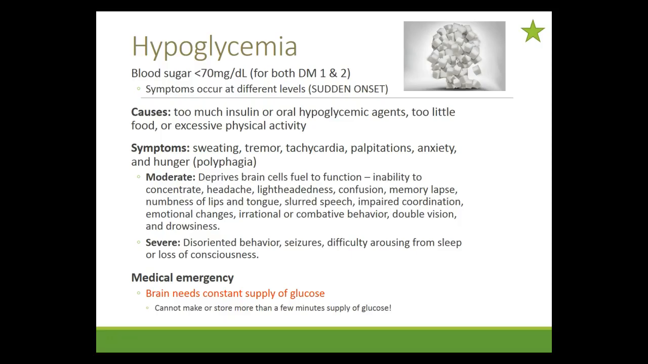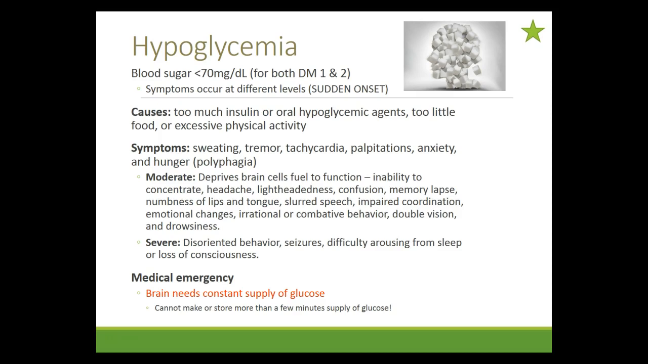Talk about hypoglycemia. So this is going to be blood sugars less than 70 for both type 1 and 2. Usually symptoms are sudden onset. Causes are either too much insulin or oral hypoglycemic agents, or too little food, or excessive physical activity. Make sure you know your symptoms: sweating, tremors, tachycardia, palpitations, anxiety and hunger, polyphagia.